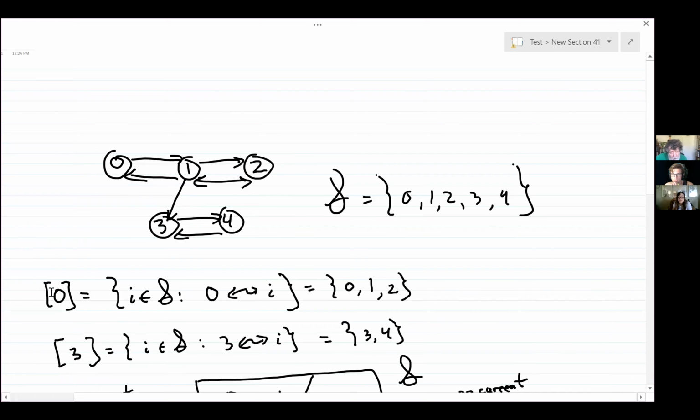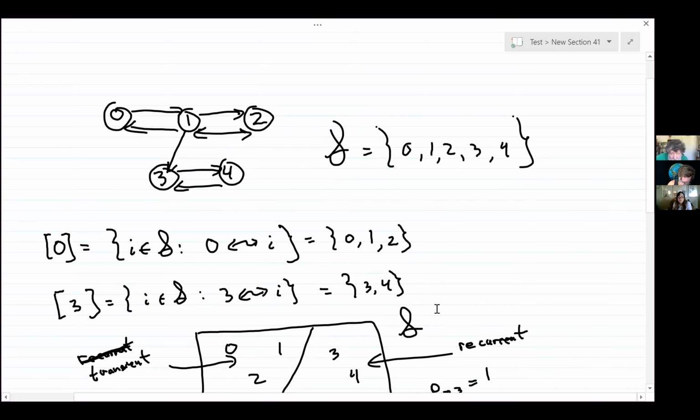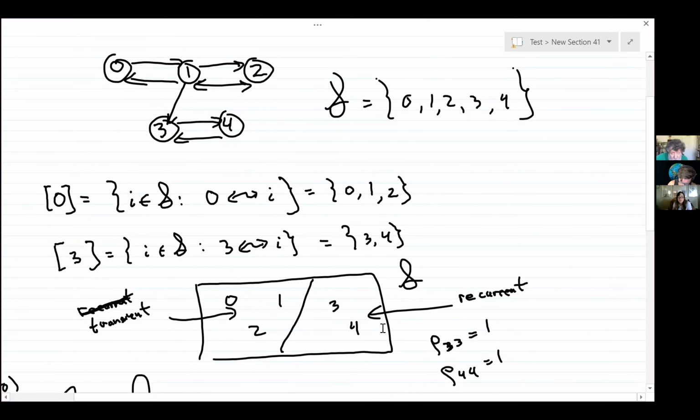So this is how the equivalence classes look in general. Equivalence classes partition the state space into disjoint sets. That's a general result from equivalence classes. And in this case, the state space is 0 through 4. So it splits up the state space into 2 sets, one set that looks like 0, 1, and 2, which is this one, and the other which looks just like 3 and 4, which is this.